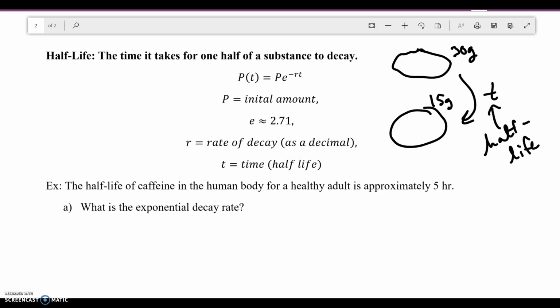Different substances have different half-lives, the rate at which things are decaying. The formula is basically the same. The only thing that's different is that now you have a negative, so it's a negative RT, but everything is just the same. The time usually is going to be the half-life, the time that it takes.